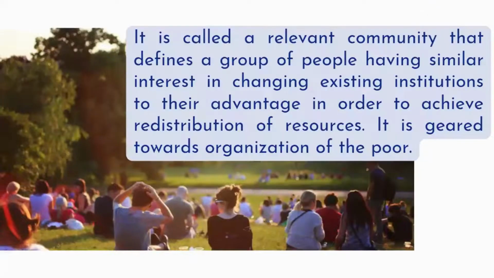However, a certain type of community has recently emerged. Some refer to it as just social movements, but its definition points out that it surfaced out of the two community types. So it is called a relevant community that defines a group of people having similar interests in changing institutions to their advantage in order to achieve redistribution of resources. Basically, their purpose as a community is geared towards organization of the poor.